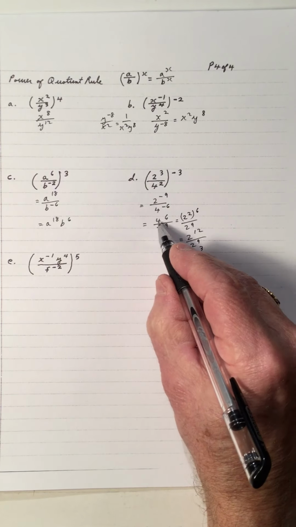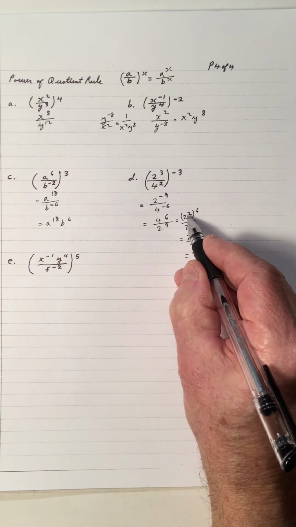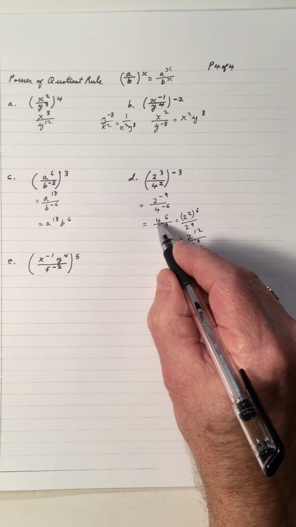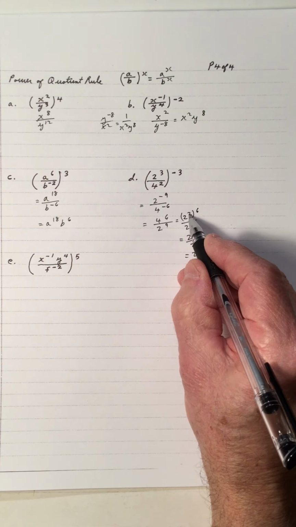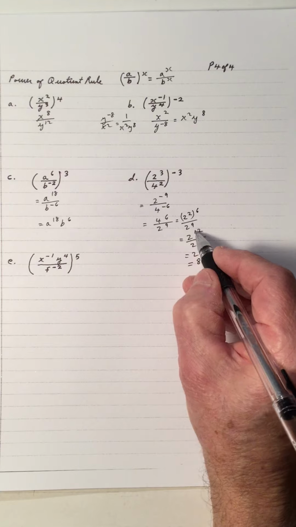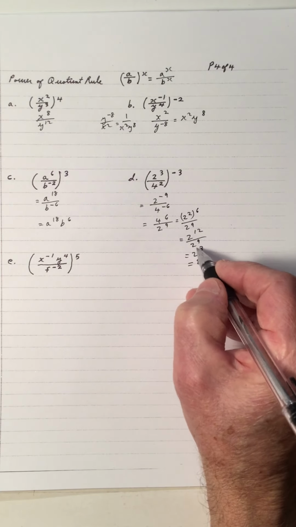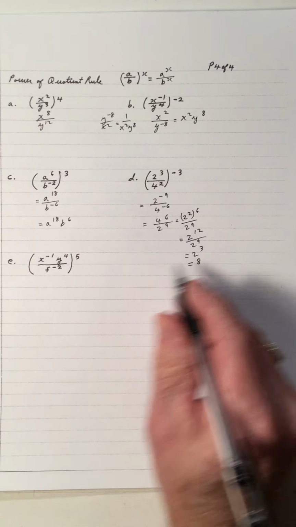So notice I took the 4 and wrote it as a 2 squared. Because this was a 2, I made the 4 a 2 squared. So that's a power of a power, so I multiply. Because they're like bases, now I subtract exponents.